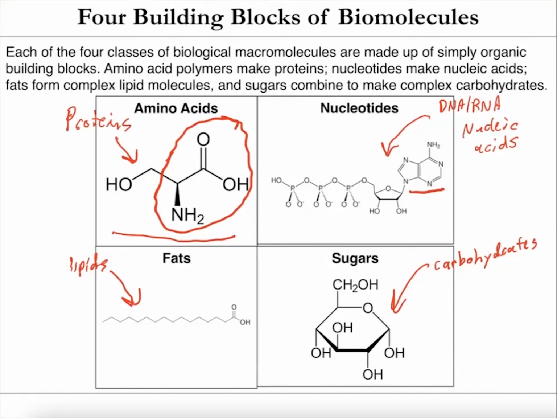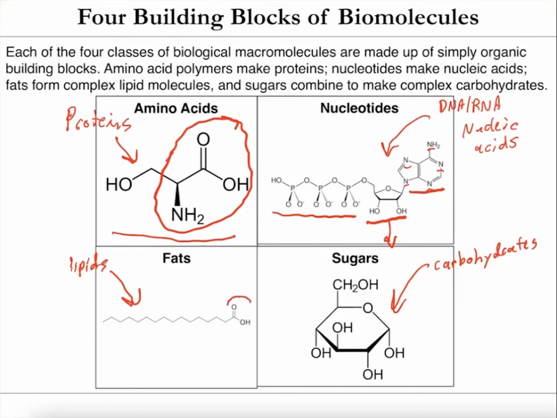Nucleotides are always made up of a nitrogenous base. This molecule right here contains these nitrogen atoms, and it forms this ring structure. Then they also have a sugar molecule, a ribose sugar or a deoxyribose sugar, and then they have these phosphate molecules here. So nucleotides all have that general basic structure. Same with fats that make up lipids.